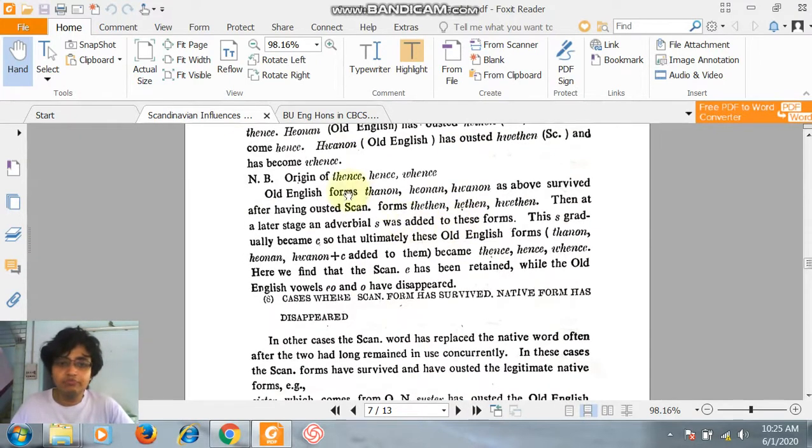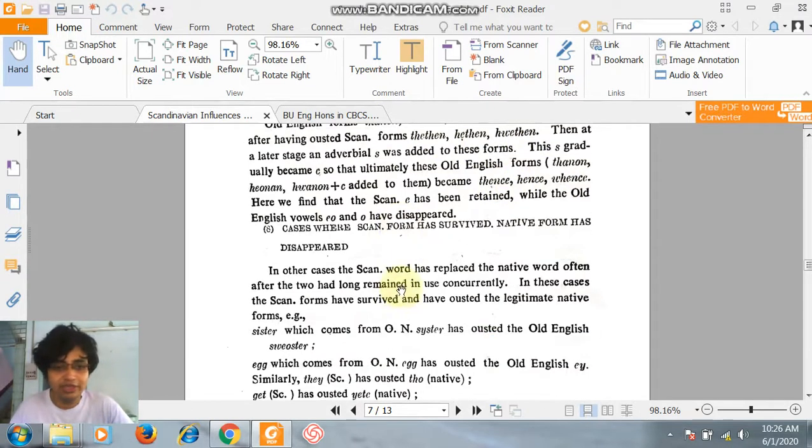So in fact, the Old English forms thanon, hwanon, and henon survived and have ousted the Scandinavian thethen, hwethen, and hethen. And from these things, they actually became thence, hence, and whence later by merging these two things.